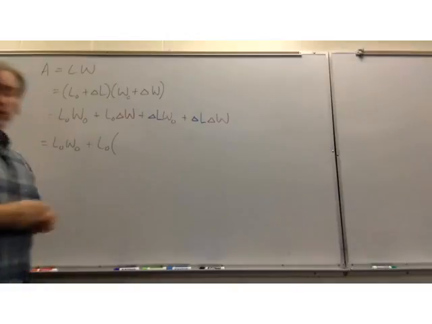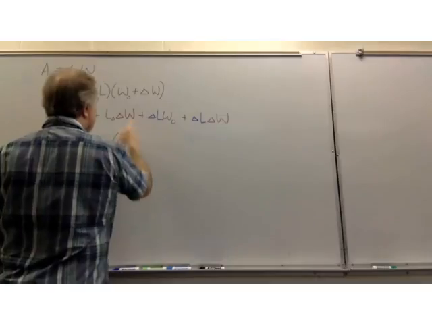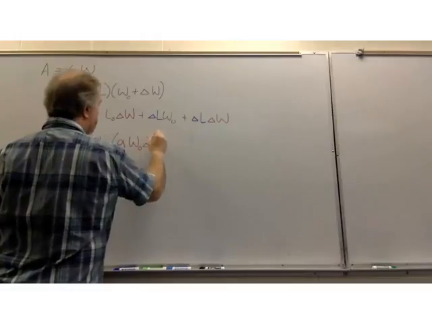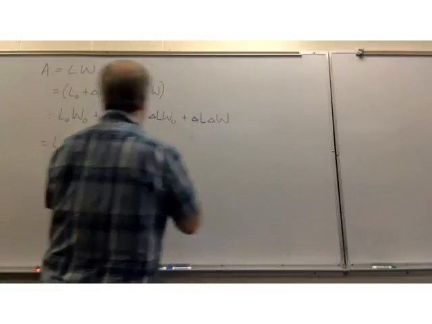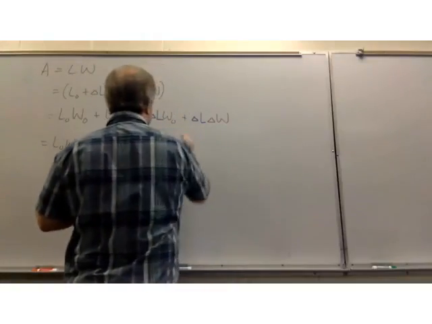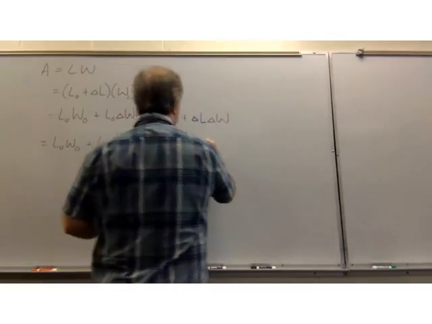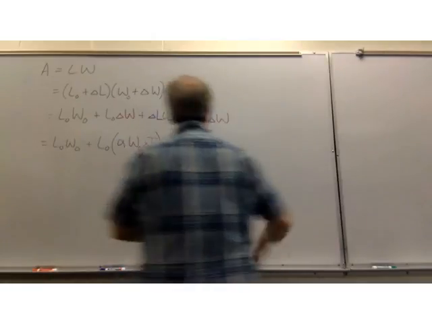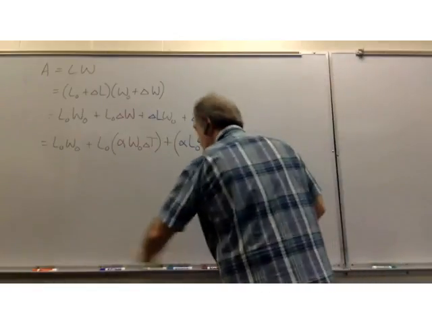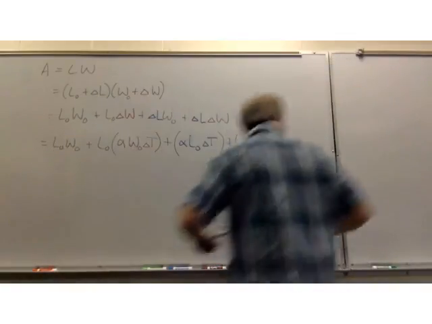Okay. But delta W is calculated by multiplying alpha times the original width times the change in temperature. Okay. Plus delta L, and delta L is alpha times L naught times delta T, plus delta L, I'm sorry, I missed a W there.